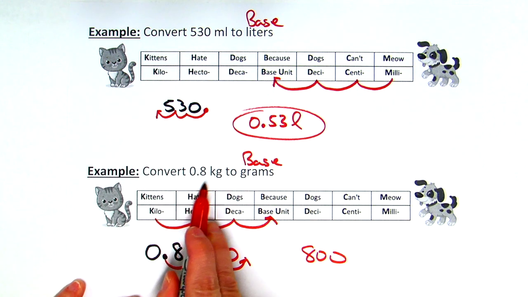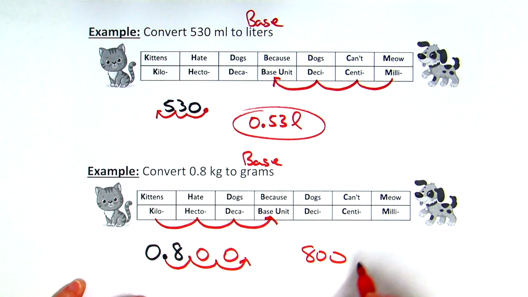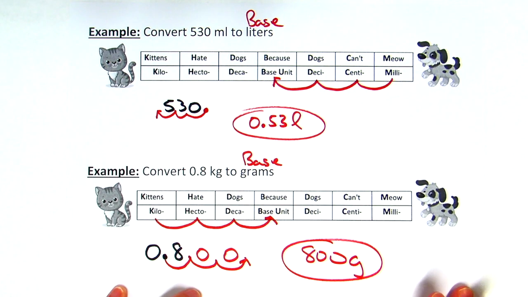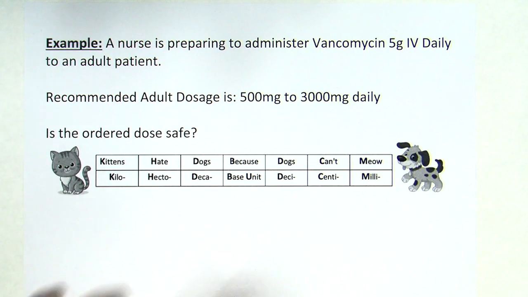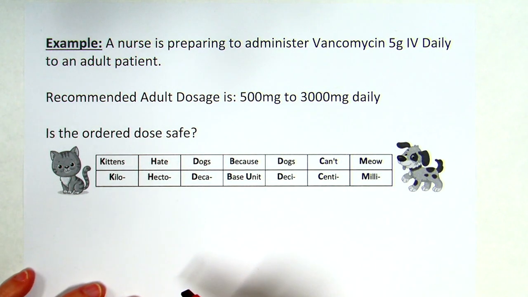All right, I was going from kilograms to grams, so that's 800 grams. All right, so those 2 examples, just straightforward conversions within the metric system. In this example, we'll actually use the metric conversion chart in an actual nursing question.